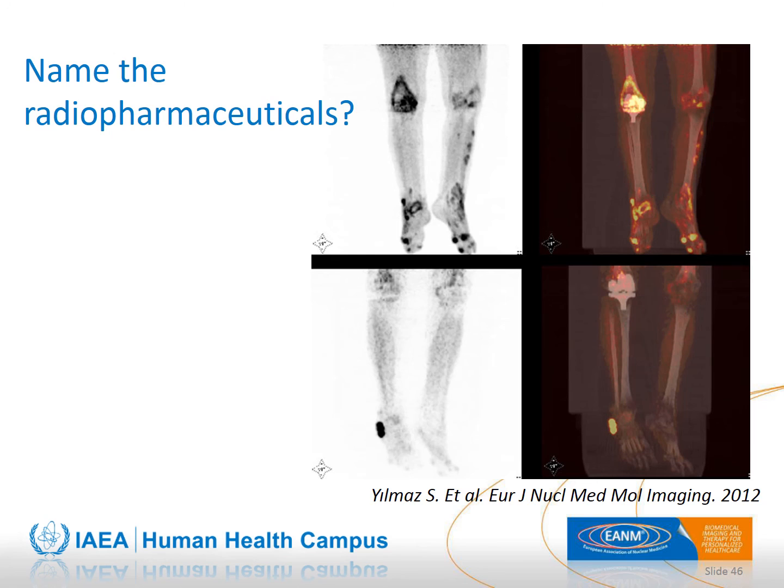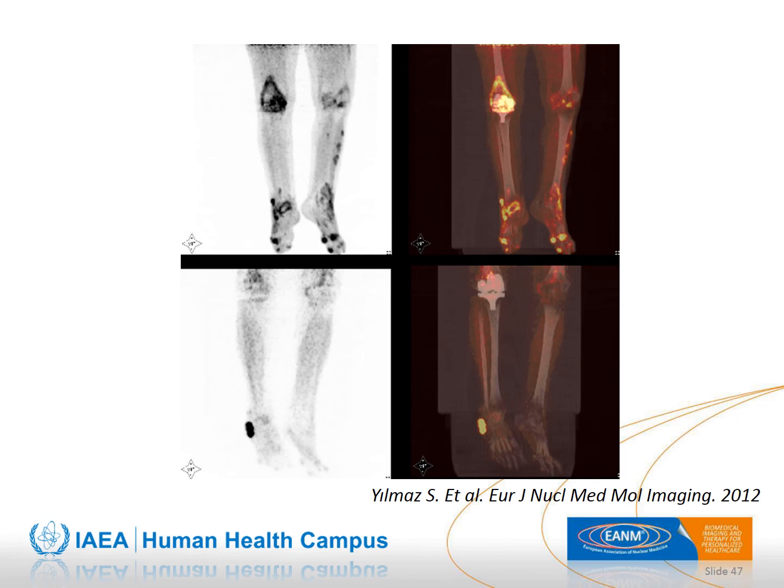Have a look at these two images and see if you can name the radiopharmaceuticals involved. The upper images show an FDG PET scan, and this shows both uptake in inflammatory areas such as that around a prosthetic knee joint, as well as various areas of inflammation by arthritis.